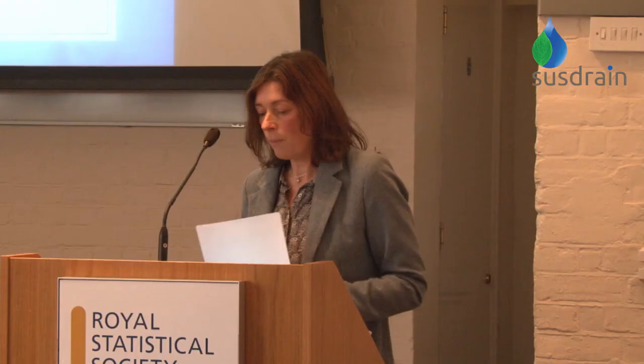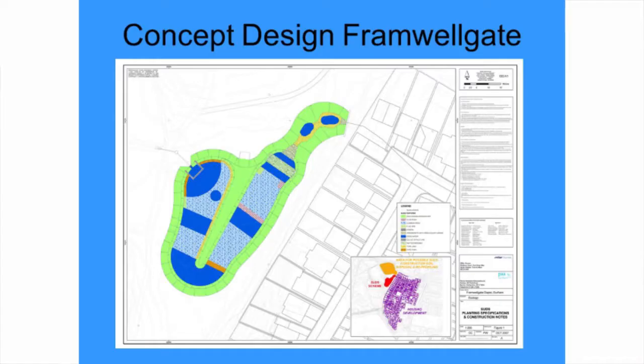A more complex design is this one in Framwellgate. This is up in County Durham, and this is a more detailed scheme, so it's taken it a little bit further than this concept design stage and is almost as built. So we've got detailed specifications for things like water depth, substrate type. We've got detailed specifications for the planting mix, both in the wetland areas and around the banks of the SuDS as well.